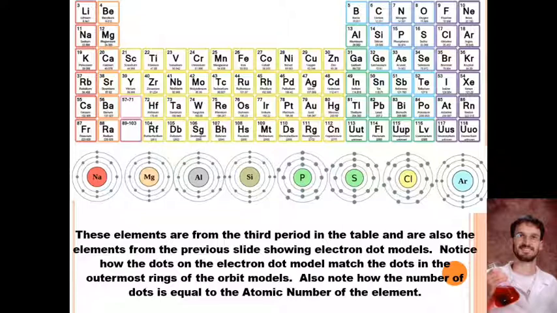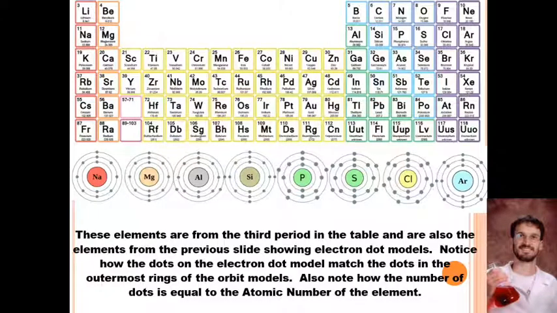So now sodium, magnesium, aluminum, silicon, phosphorus, sulfur, chlorine, and argon. These are the same things you just saw on your previous page of notes with just the electron dot models. Notice sodium had 1. Well, there's 1 electron in its outermost shell. Magnesium had 2 dots in the Lewis dot structure. Well, there's 2 electrons in its outermost shell.